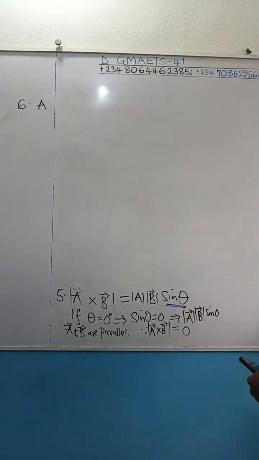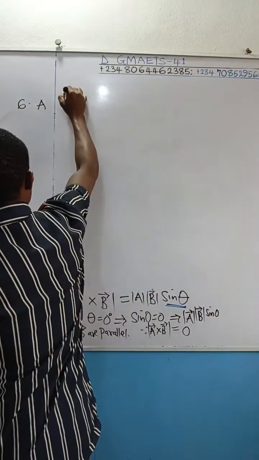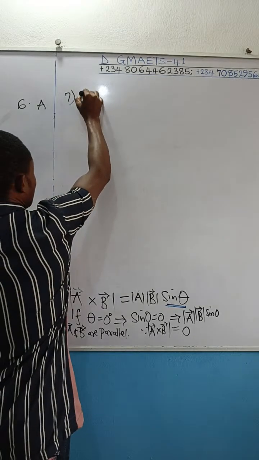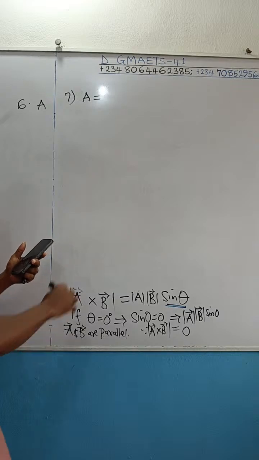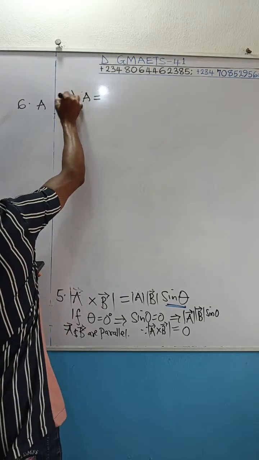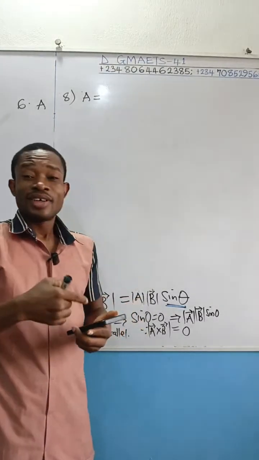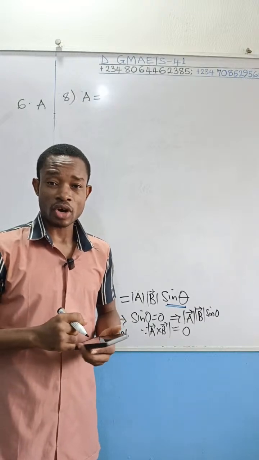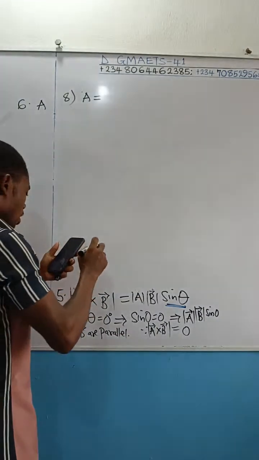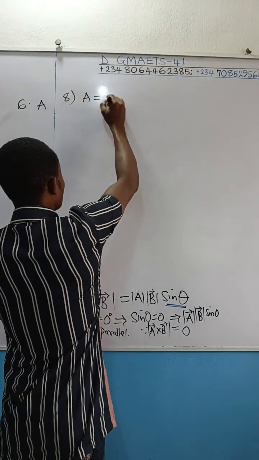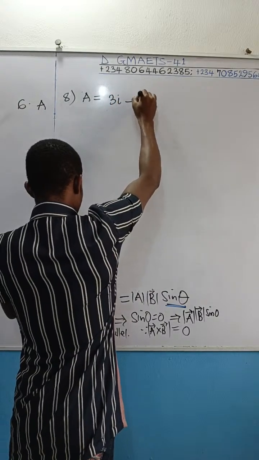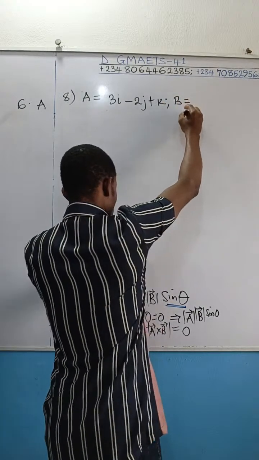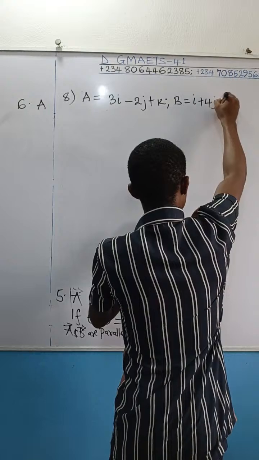Let me leave this for a moment. So let's say question number 7. Given vectors A to be equal to, or let me write it as question 8 because I'm following the numbering of the questions as presented in our WhatsApp group for 100 level students of Unizik. All right, A is equal to 3i minus 2j, then plus k. And then B is equal to i plus 4j minus 2k.